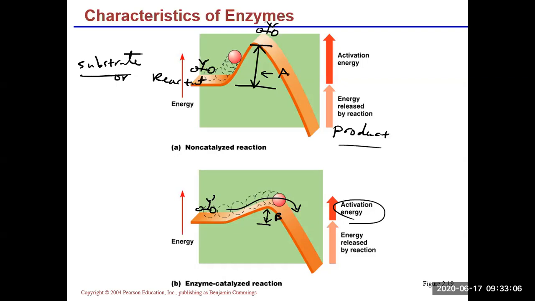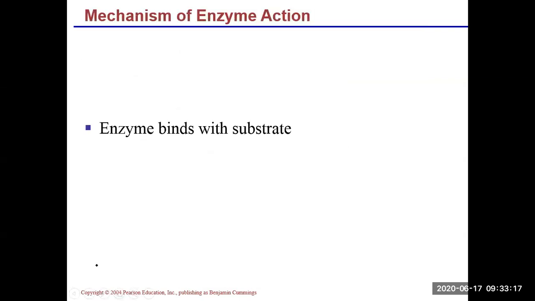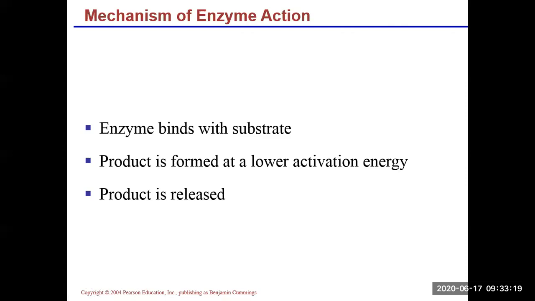That's called energy of activation. So enzyme lowers the energy of activation. Enzymes are not part of the product. All right, enzymes bind with substrate. So let's say this is the enzyme, and this is our substrate. This is called the S. This is called the E for enzyme.